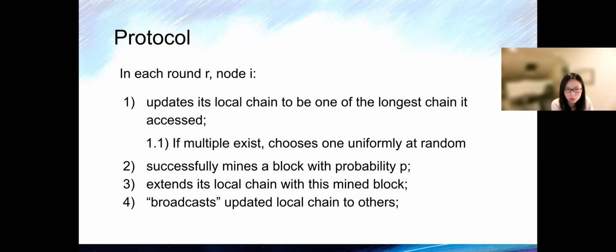In terms of protocol, in each round r, node i will do the following. It first updates its local chain to be one of the longest chains. It could be the existing longest local chain, or any one that it received at the beginning of this round. Then node i tries to extend this chain by mining a block, which will be successful with probability p. After this extension, it broadcasts its updated local chain to others, just to fuse the information.